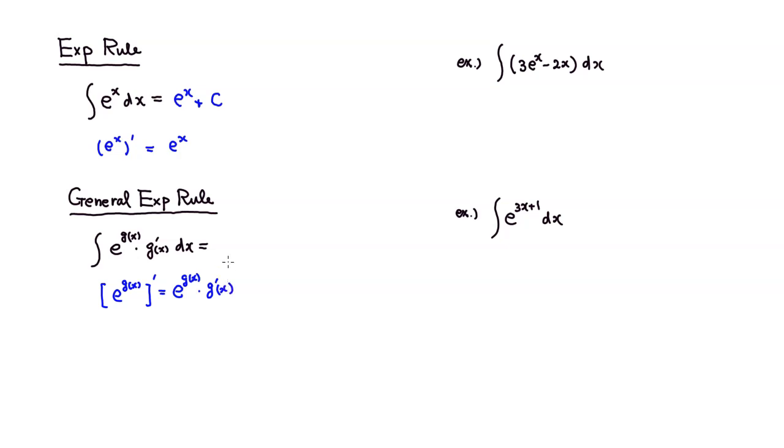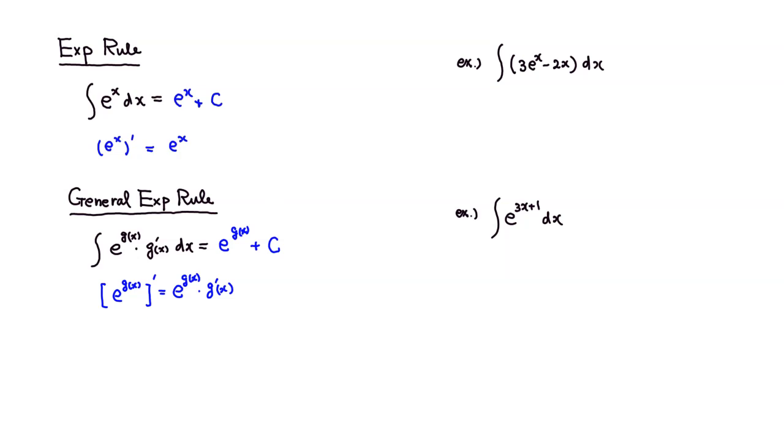Right? So if you want to go backward, if you take the antiderivative of e to the g of x times g prime of x, you're going to get e to the g of x back. So you have e to the g of x plus some constant C because it's an indefinite integral. All right, so let's look at a couple of examples of these.